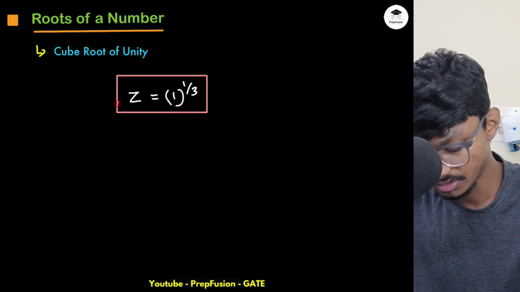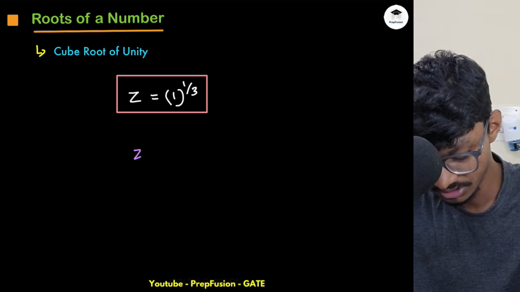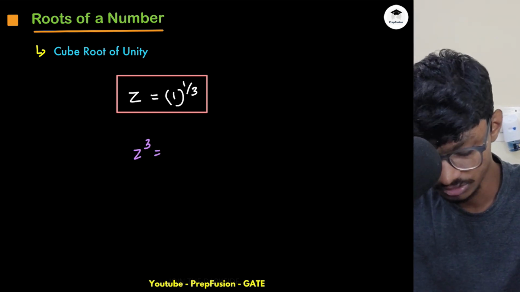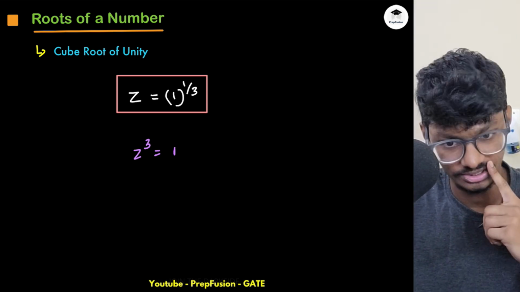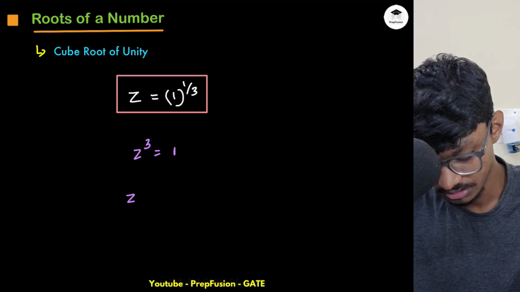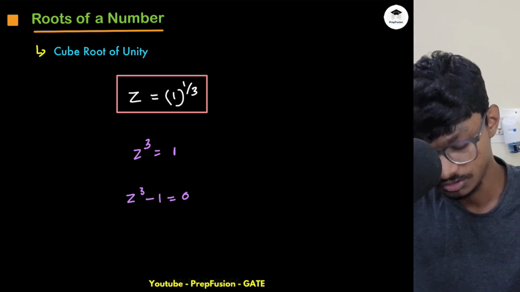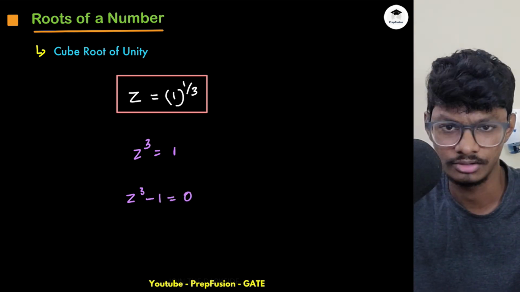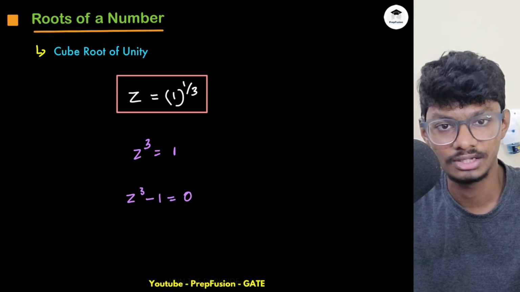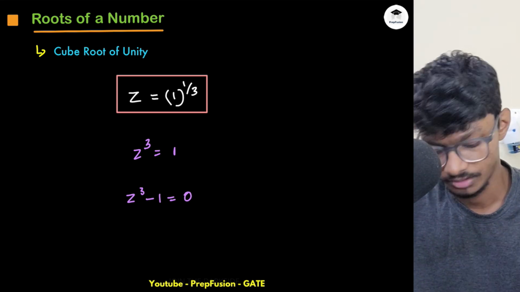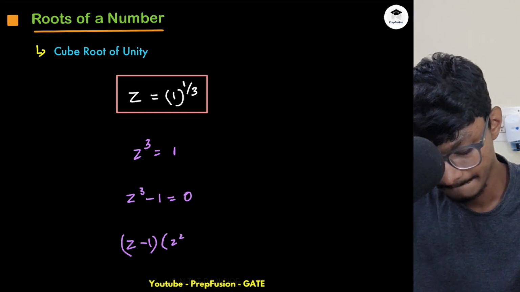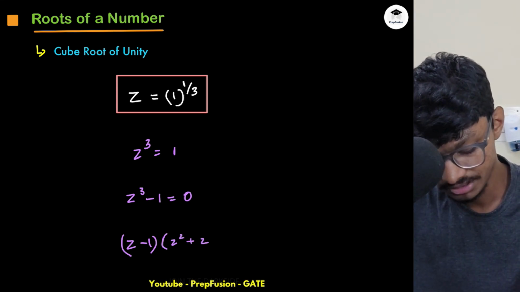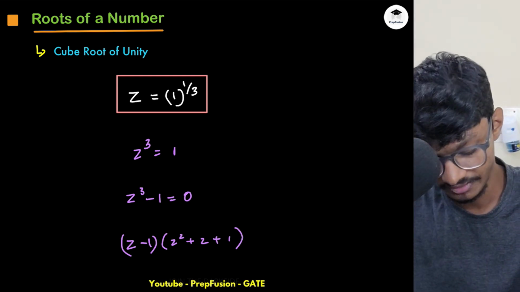So I can rewrite this equation by taking the cube on both sides: z cube equals 1. Now if I manipulate this equation, z cube minus 1 equals 0. Now during your childhood, you must have remembered the factorization of a cube minus b cube. It was a minus b into a square plus ab plus b square. Here it is z minus 1 into z square plus z plus 1. So this was the factorization.